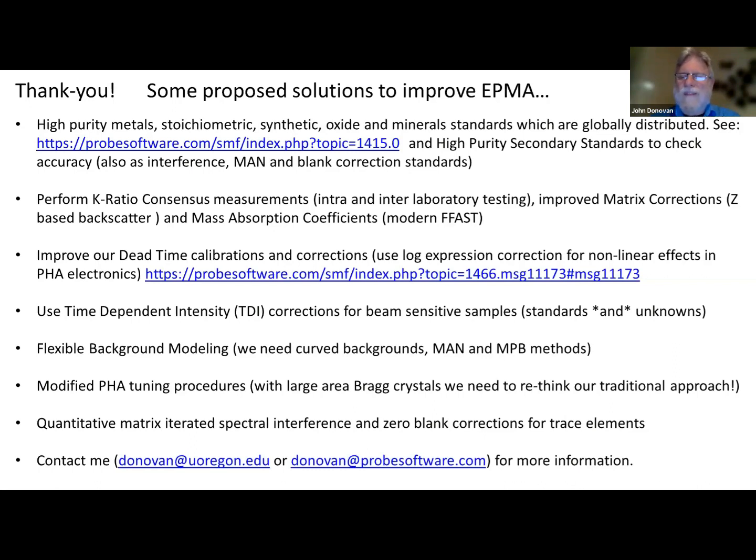We need to get high purity synthetic oxide and mineral standards and globally distribute them. And there's the link right here on this slide. Go there and read about it and contribute. We know that most of these things can be grown. The problem is we just have to get somebody to grow them, whether it's John Hanchar at Memorial University or some company. Most of these materials that are grown synthetically are grown for the semiconductor industry. So let's ride that horse.